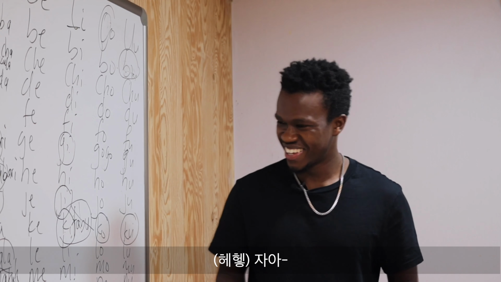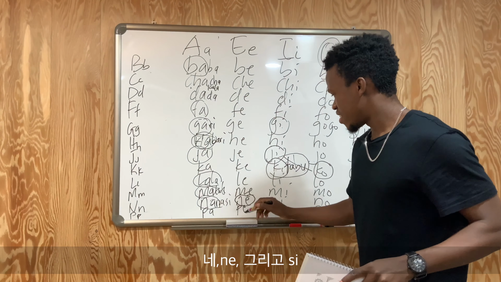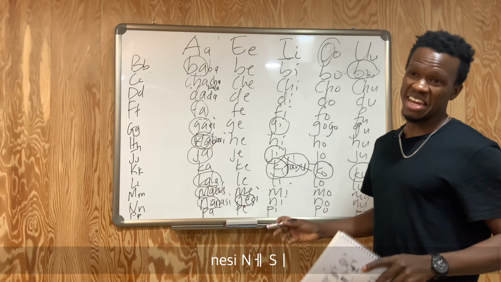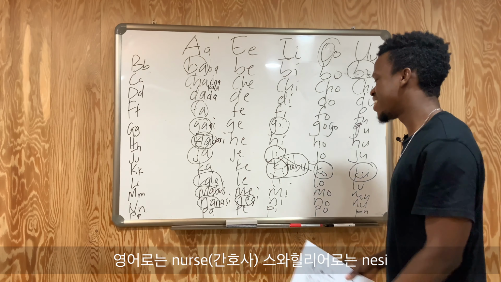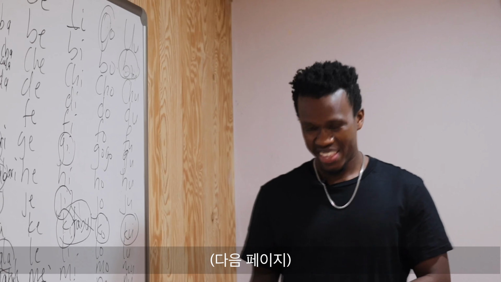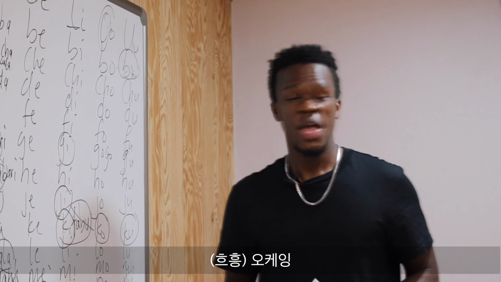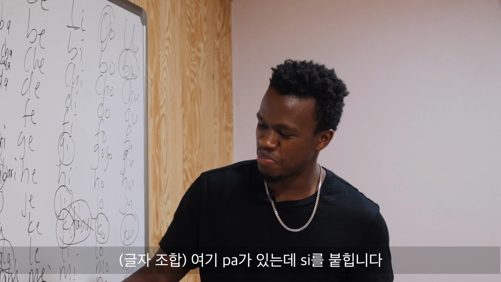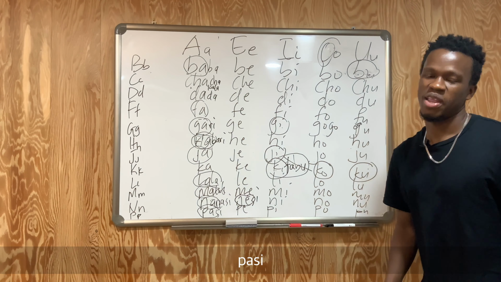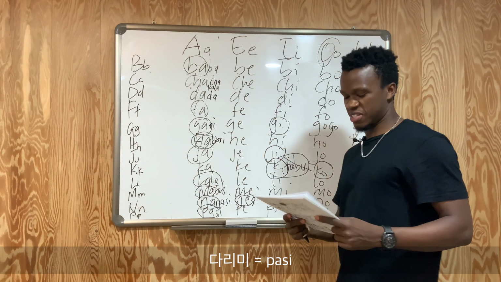All right. Another word we have here: N-E, ne, and then S-I. Nesi. In English it is nurse, right? In Swahili it is nesi. It came directly from English. All right, this is interesting. I hope the lecture is not boring. Okay, P-A, we have one word, pa, and then we can add S-I, pasi. Pasi is iron.